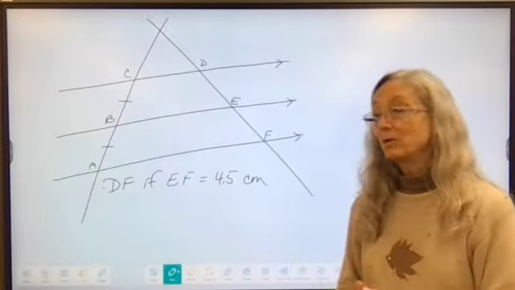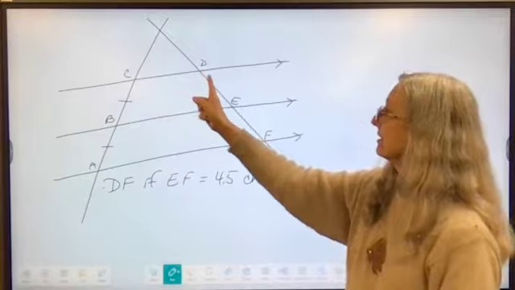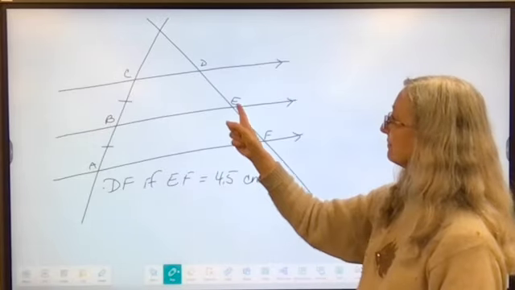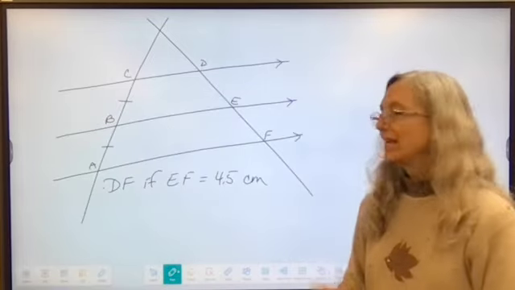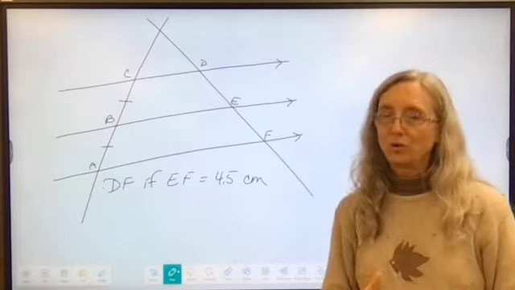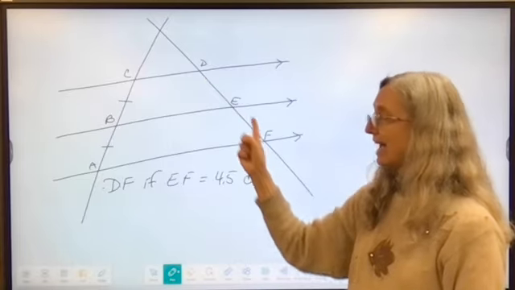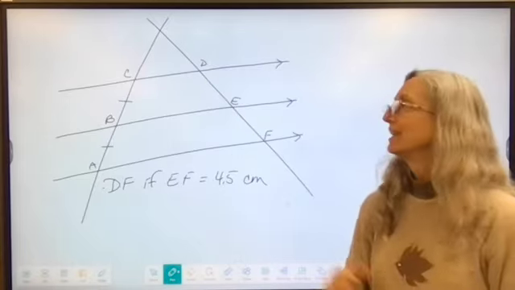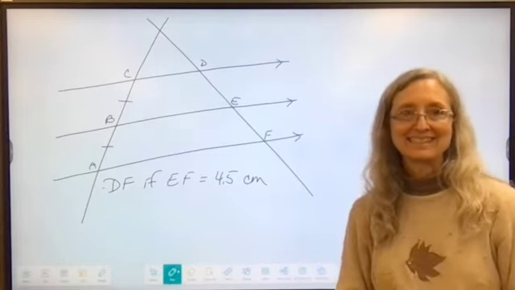Now we want to find DF, the distance from D to F, if EF is 4.5. If this part is 4.5, what's the whole thing? Realize 4.5 is half of DF, so I just double it. DF would be 9 centimeters.